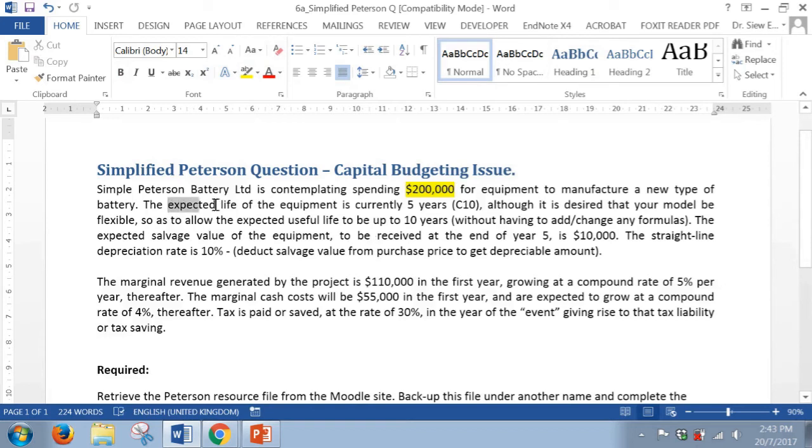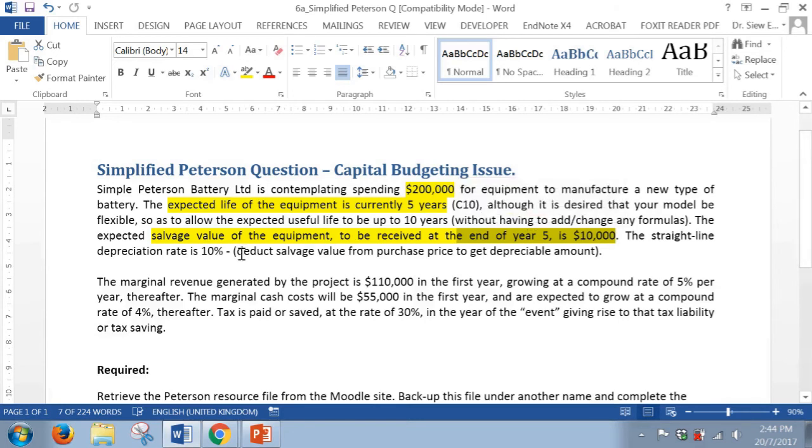The expected life of the equipment is 5 years. And our model needs to be flexible so that we are able to extend the useful life up to 10 years without having to change any formulas. The salvage value of the equipment at the end of year 5 is 10,000. This means that at the end of the 5th year, we are going to sell the equipment.